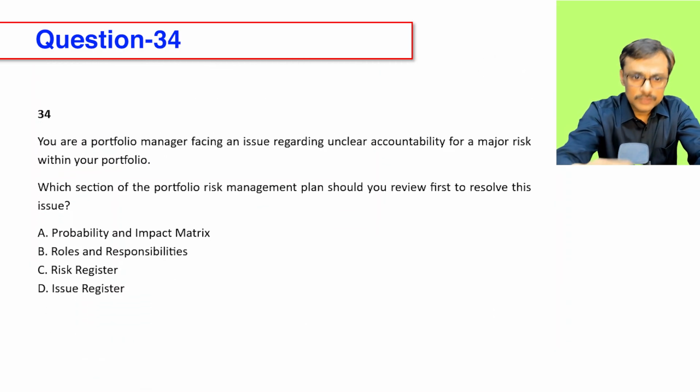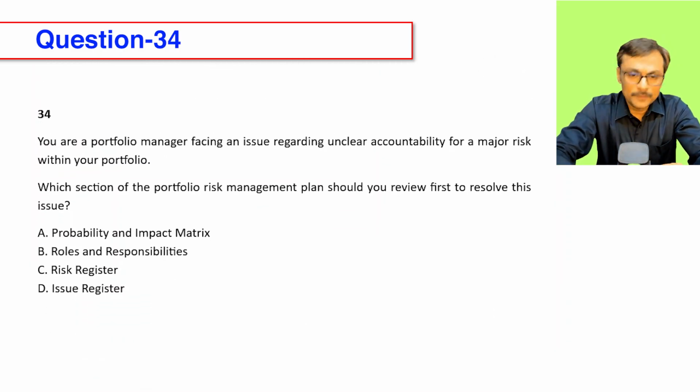Question number 34. You are a portfolio manager facing an issue regarding unclear accountability for major risk within your portfolio. Which section of a portfolio risk management plan should you review first to resolve this issue?